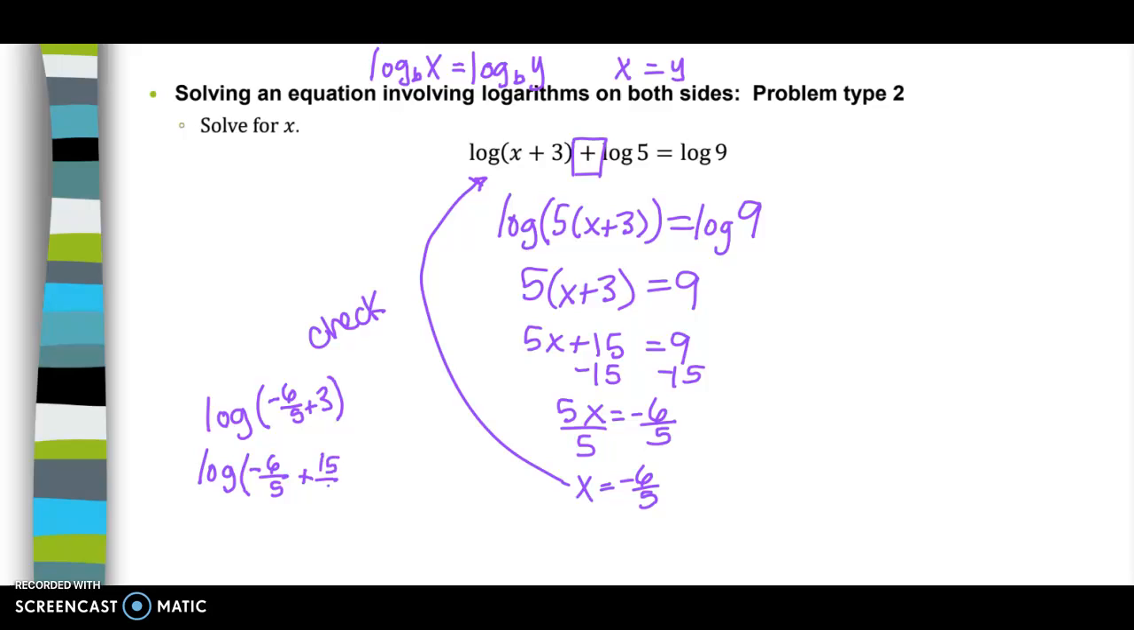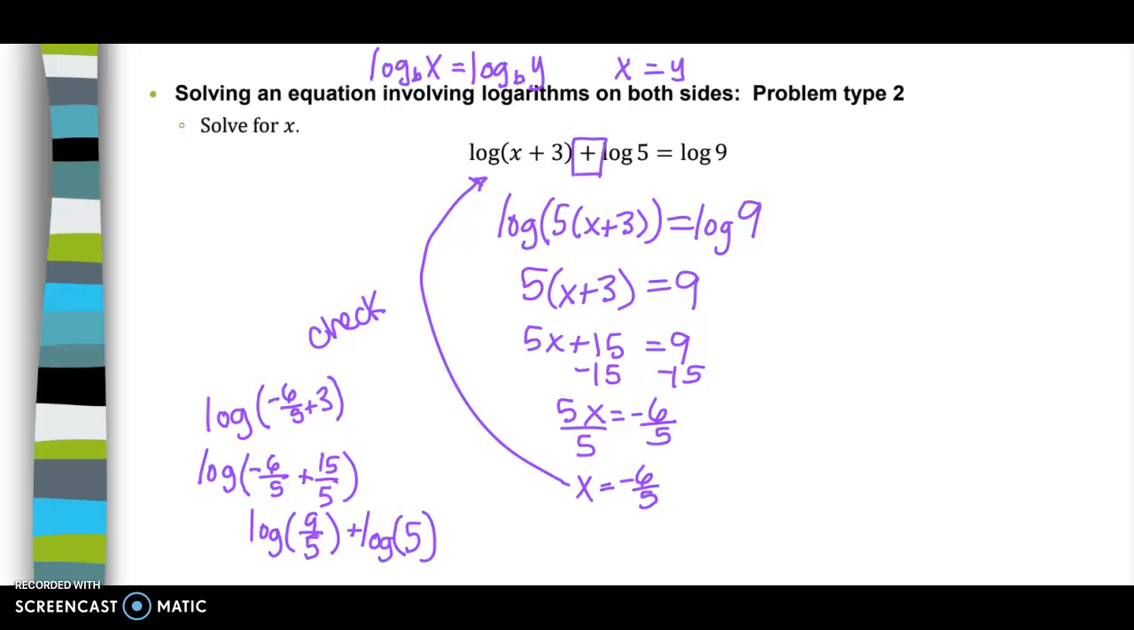which will be fifths. So I'm going to get the log of positive 9/5. Sorry, this should be fifths here. This is 15/5. 3 is 15/5, and then I have 9/5 left. And then I have the log of 5.